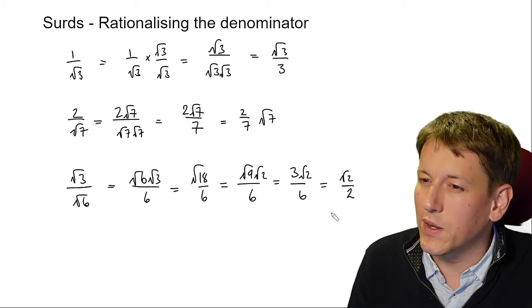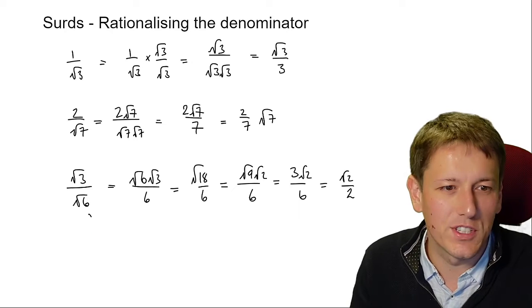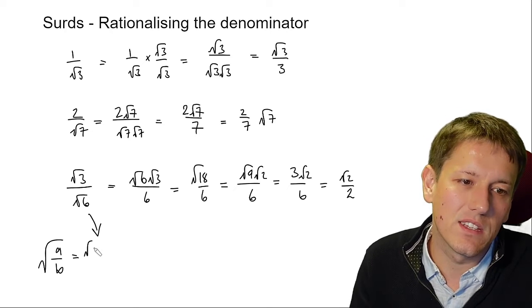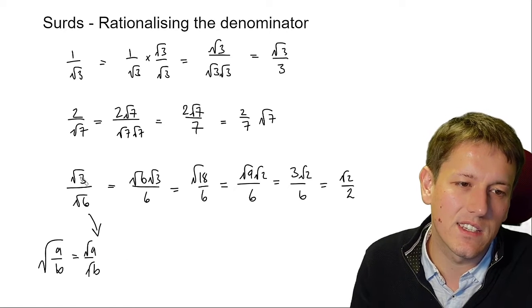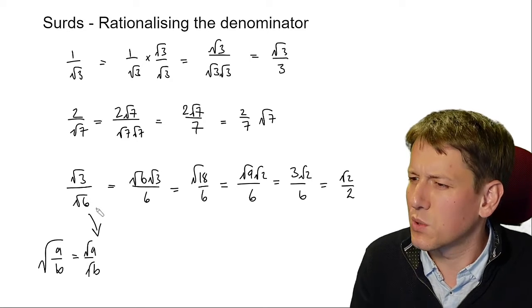Now I could have done this so much more efficiently if I just noticed there was a factor of 3 in common top and bottom here, and used the fact that the square root of a over b is the square root of a over the square root of b effectively, to say that this is the same as the square root of 3/6, so it's the same as the square root of 1/2.